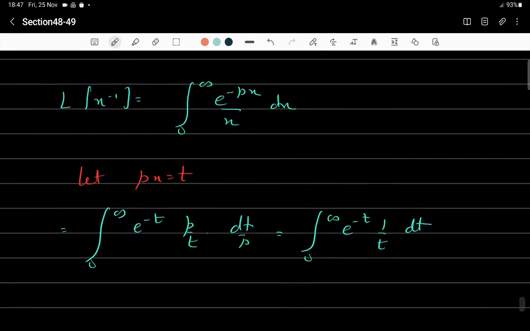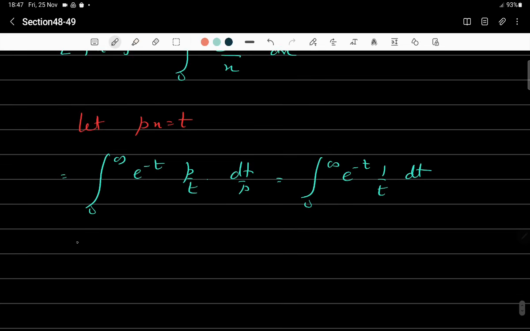Now what's next? Again, if you recall the gamma function, this is gamma 0, and we know that the gamma function is not defined for 0 and negative integers. Therefore, the Laplace of x inverse does not exist.